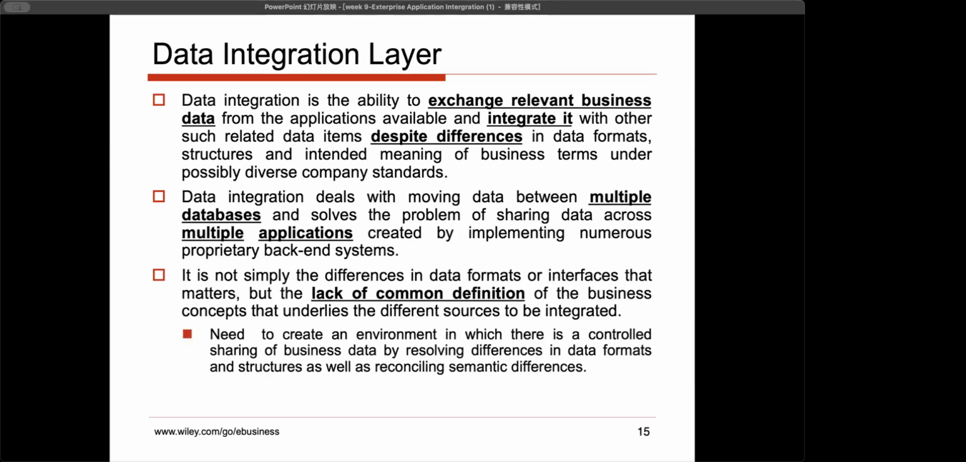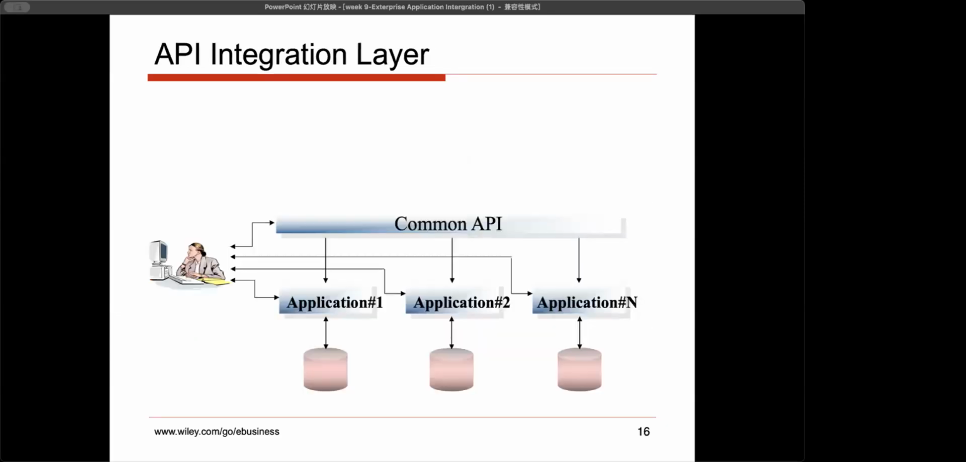It is not simply the differences in data format or interfaces that matters, but the lack of common understanding of the business concept that underlies the different sources to be integrated. Need to create an environment in which there is a controlled sharing of business data by resolving differences in data formats and structures, as well as reconciling the semantic differences. So we have, for example, for the integration layer, okay? We have a common API and we combine different applications with the same API.